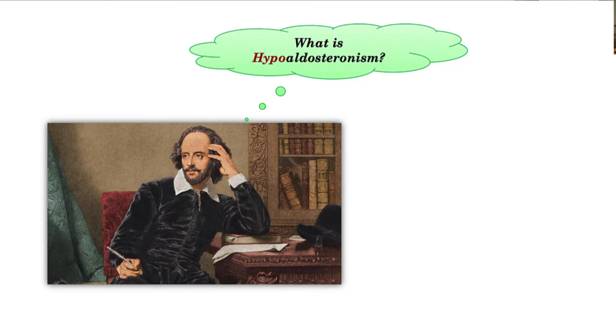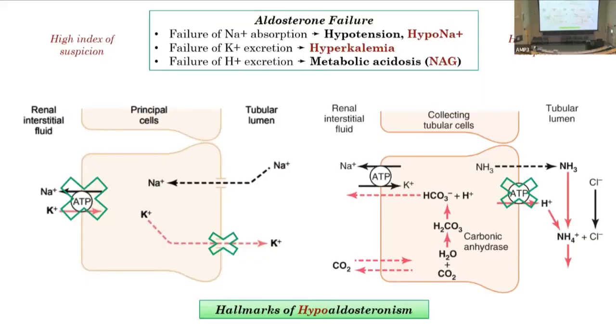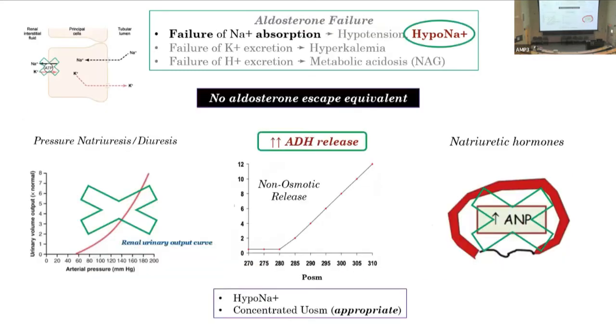So what's hypoaldosteronism, right? We just heard everything about hyper. What's hypo? The opposite. How do we get there? I already alluded to this: failure of biosynthesis, 21-hydroxylase deficiency, which we already covered. Just emphasizing again, it's high index of suspicion. You're just not holding on to sodium. Hypotensive, hyponatremic because of ADH, hyperkalemic. You just have to be on the lookout.